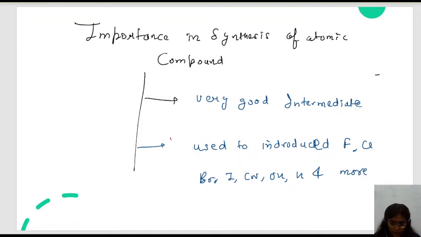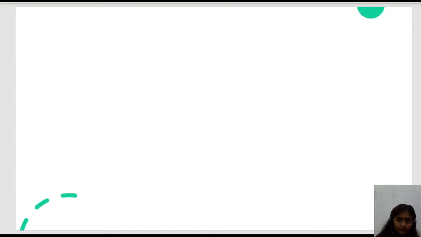Now let me just cover the sulfonation and then we are going to cover two important questions. So wait for the sulfonation. I missed the sulfonation part here. Last topic, sulfonation.